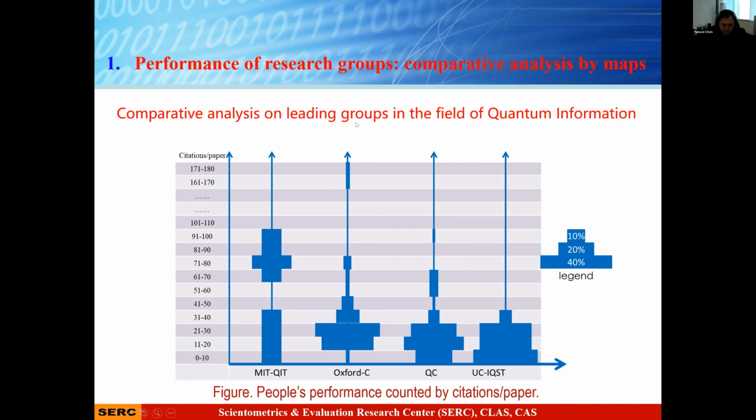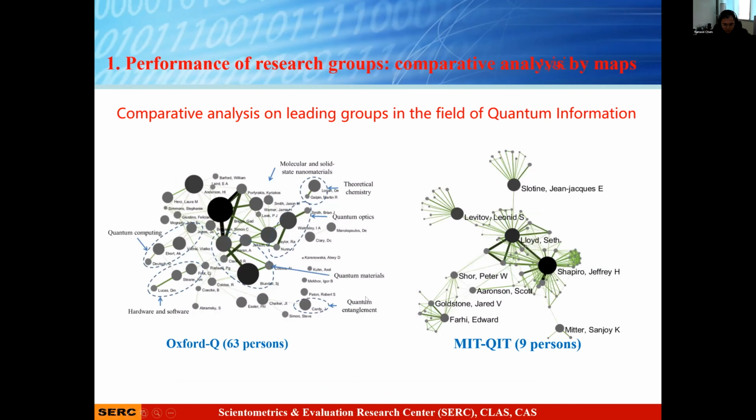So we just want to use this map to show the difference. But how about the group structure? This map cannot show that, so we also do another comparison. This group is from the Oxford Quantum Information Center. This work was done about 4 years ago. At that time, this center had 63 persons, and MIT QIT only had 9. We can see the difference in the collaboration networks.